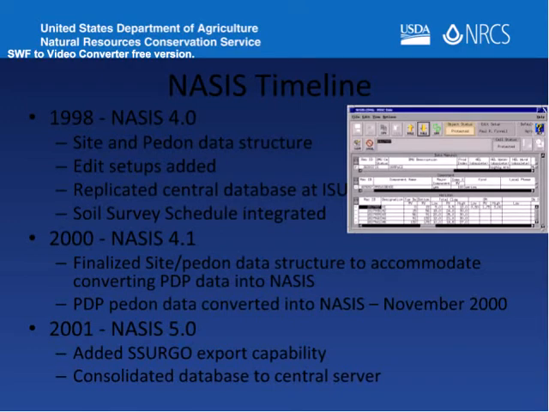In the year 2000, NASIS 4.1 came out, and we finalized the PEDON data structure to accommodate the PDP data that was the precursor to the PEDON program that you see now. In 2001, we came out with NASIS 5, and that's where we added the Sergo export capability, and we consolidated all the databases into a central server. So now we had one central server in which we had all the data reside, and we also created the Sergo data structure and the Sergo export capability that you're familiar with now.